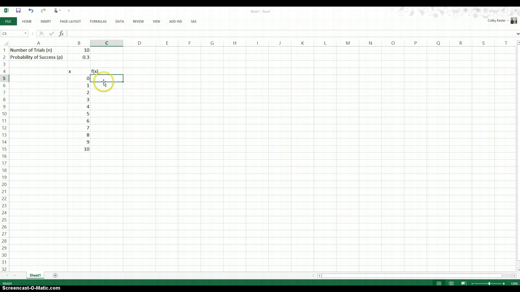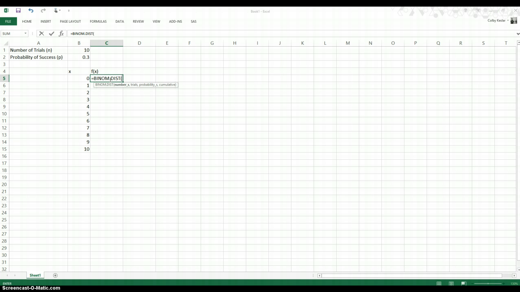So the way I can do this is, here I'm going to start with x equals 0, so the probability of 0 successes, and click into this cell. And I'm going to do equals BINOM.DIST, for binomial distribution, and then open up a parenthesis. And you'll notice that it tells you what needs to be put in. There are 4 things that we have to enter.